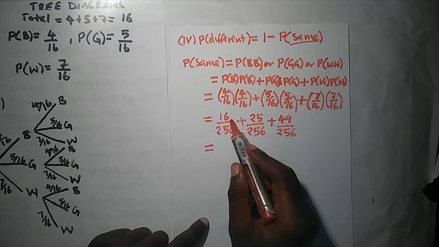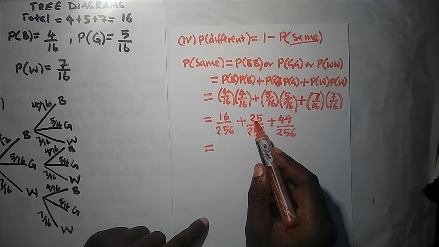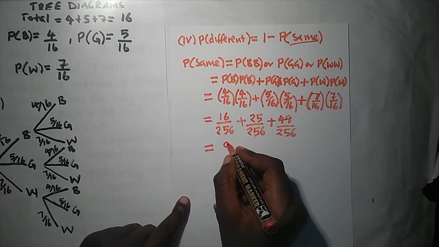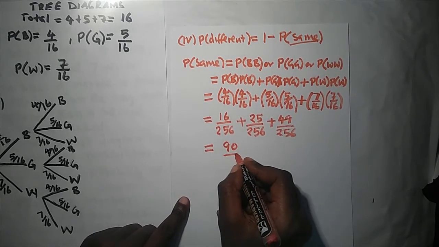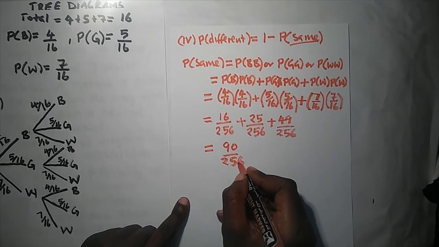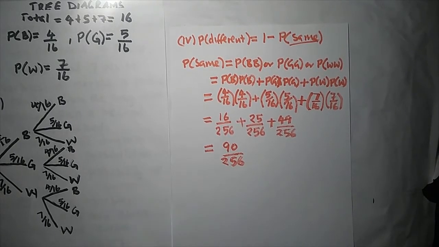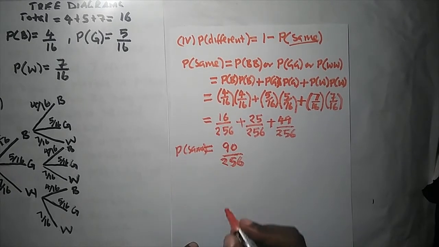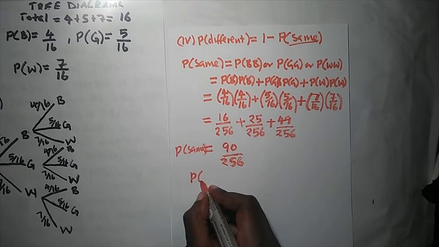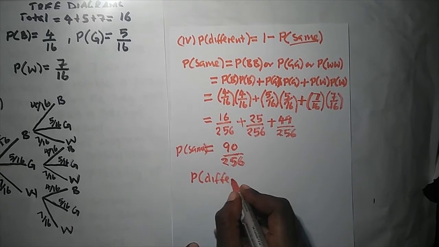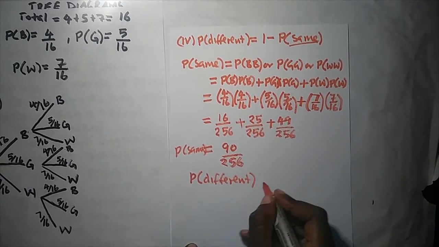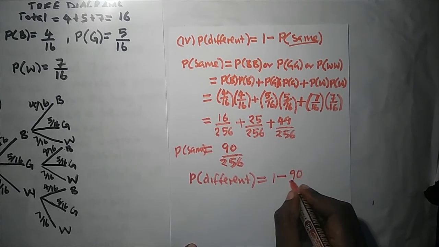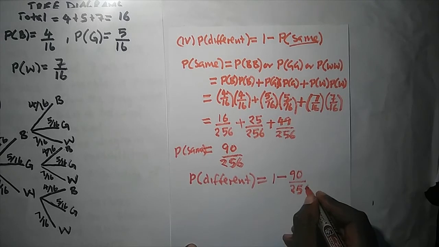So we are going to have 16 plus 25, which will give us 41. 41 plus 49 to give us 90. So we are going to have 90 divided by 256. This is the probability of picking the same color. Okay, so now for us to find the probability of getting different colors, we are now going to subtract. This will be equal to 1 minus 90 over 256.